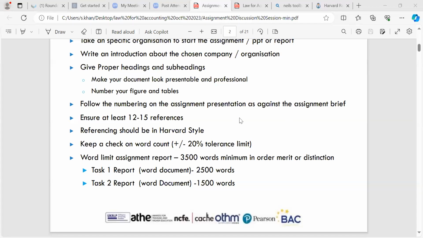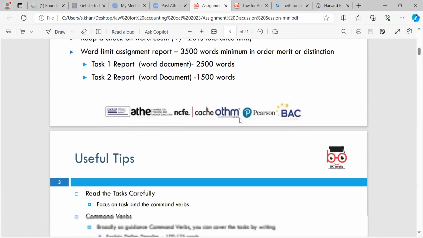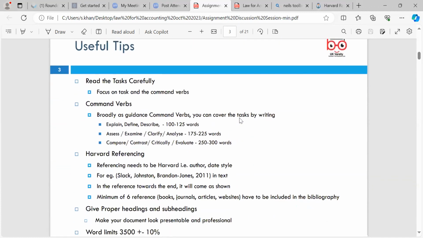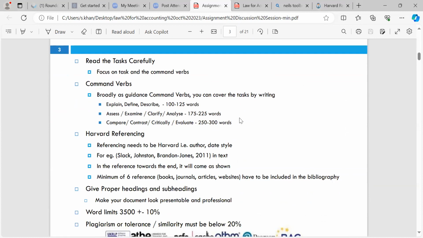Let's go back to the assignment discussion as well. Assignment discussion is there. So it needs to be in Harvard referencing. Keep an eye on your word count, word limit, 3,500. Task 1, task 2 is there. So these are some useful tips. Focus on your task. Okay, don't go over your task. Identify what you need to be asked. Command words: look at, explain, define, describe, assess, examine, clarify, compare, contrast, critically evaluate, and then Harvard referencing.